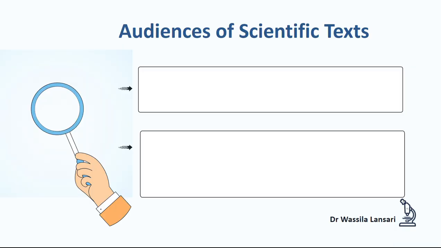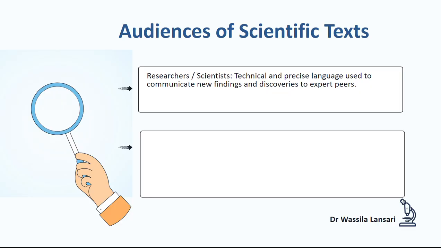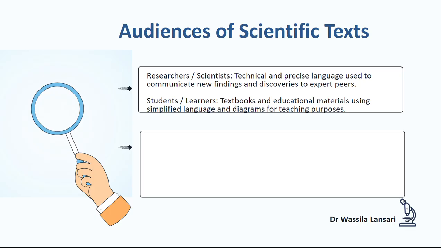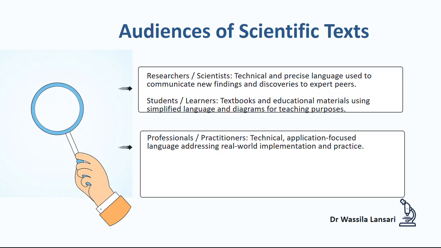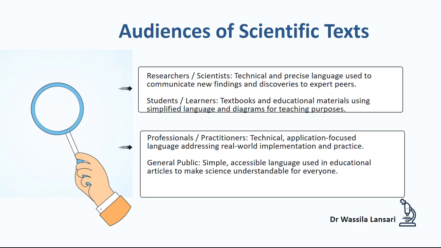Scientific texts can be written for different audiences. Some are intended for researchers and scientists, and therefore use highly technical language. Others are written for students with explanations and illustrations that make learning easier. Scientific texts may also target professionals to apply scientific knowledge in their work, or even the general public, where scientific information is presented in a simpler and more accessible language. Understanding who the audience is helps us understand why different scientific texts vary in style and level of complexity.